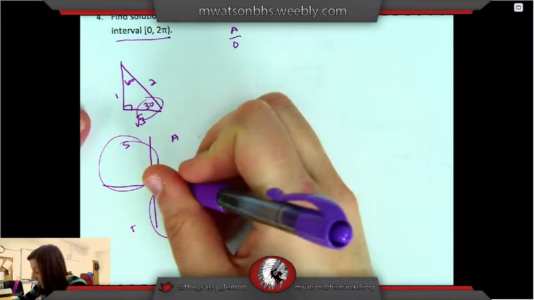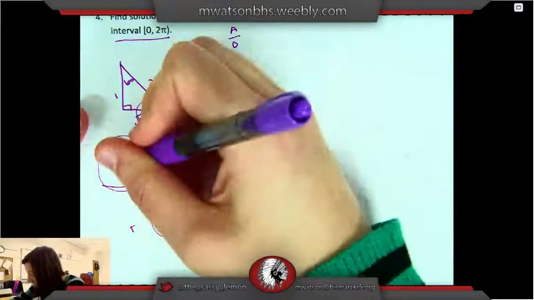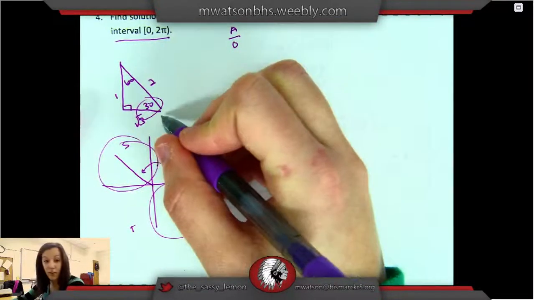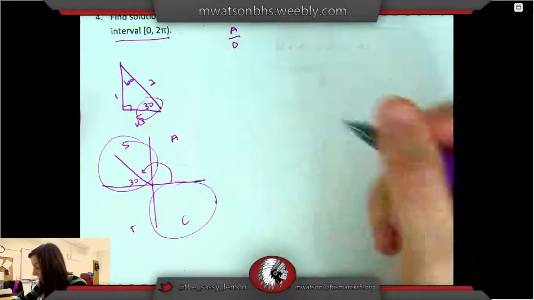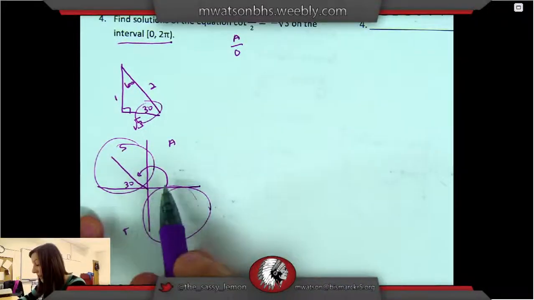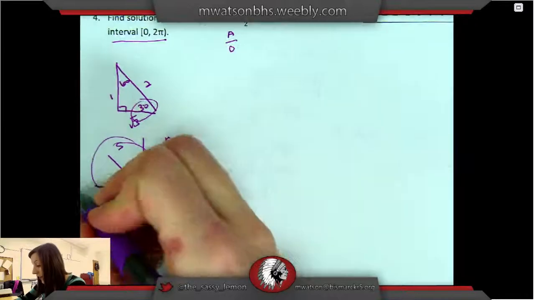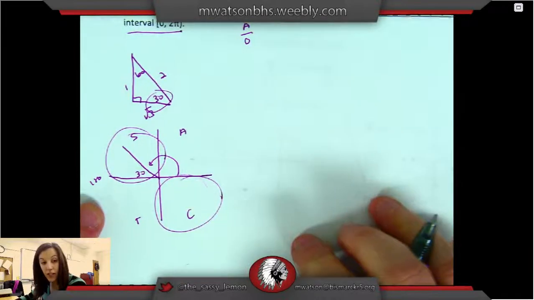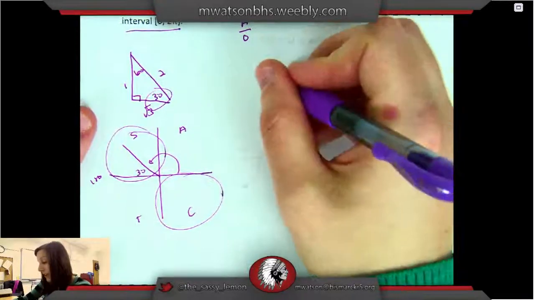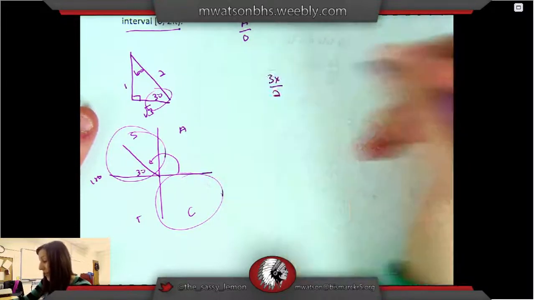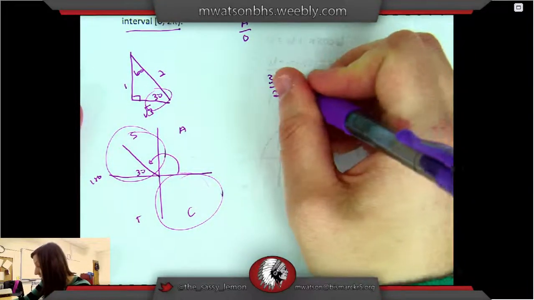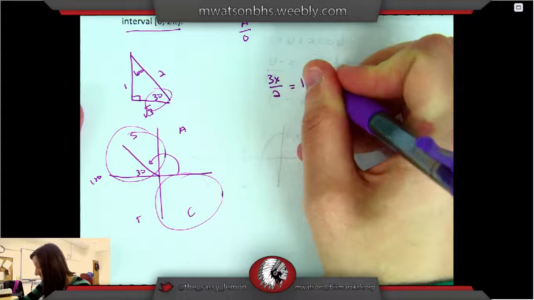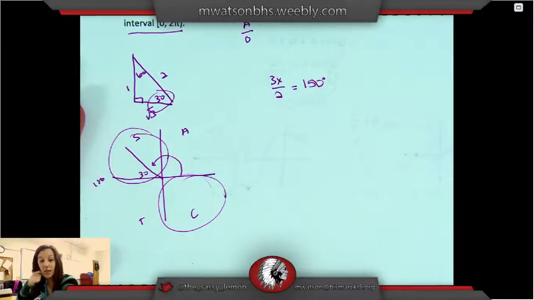So I'm going to go ahead and draw an angle that falls in the second quadrant with a reference angle of 30. So my angle size here is going to be 180 minus 30, which is 150. This time I'm not going to mess up. So it's 3x over 2 equals 150 degrees. And that's going to be one of our answers.